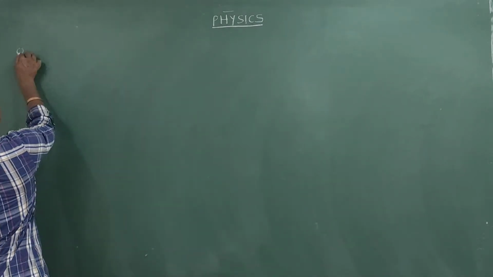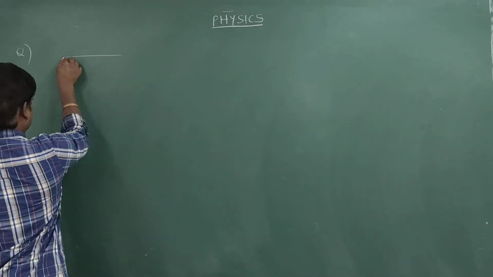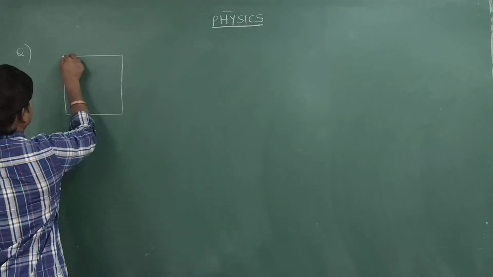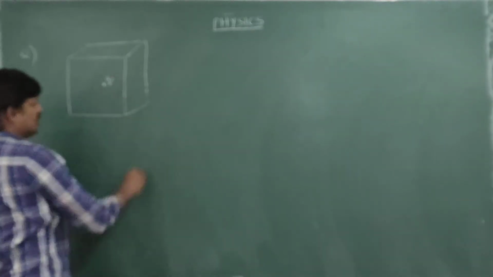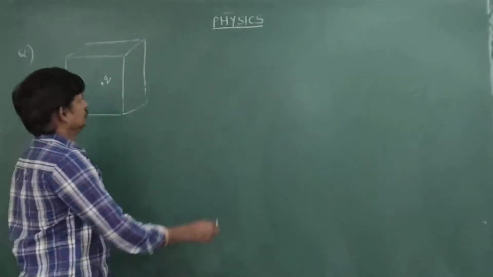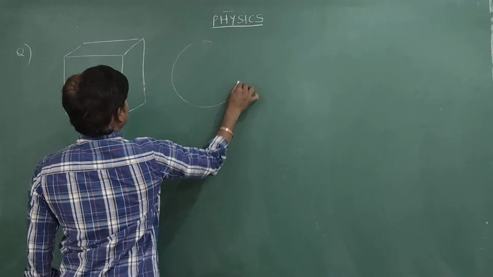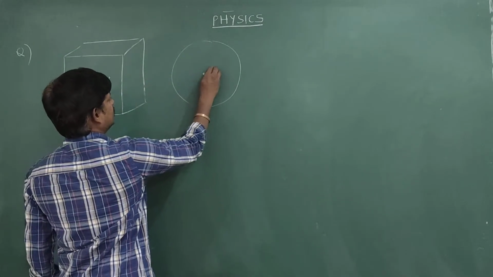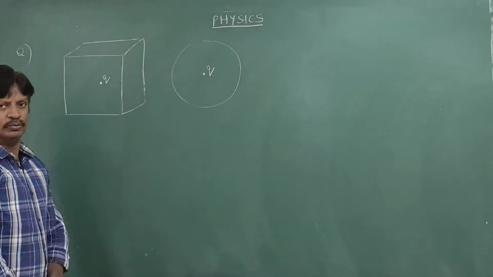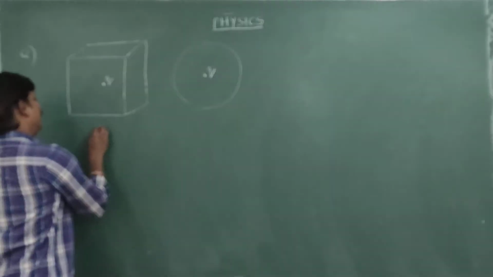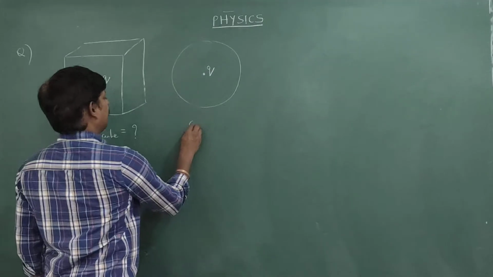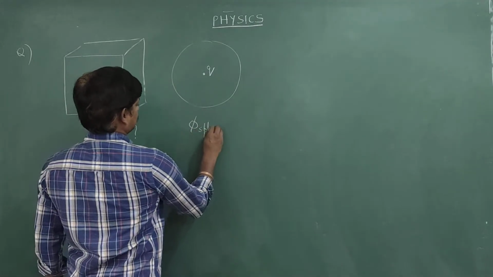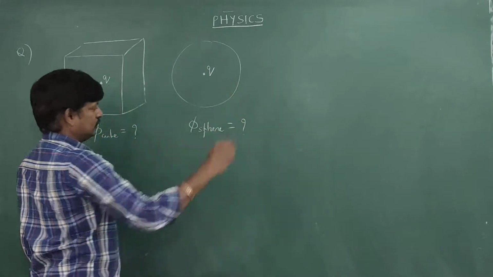So for example, if you are having a cube like this, imagine at the center of the cube there is charge Q. Then now imagine a sphere. At the center of the sphere imagine a charge Q. So my question is, find the flux through the cube and find the flux through the sphere.